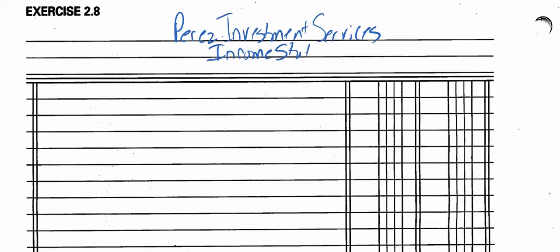So to begin with, we always start with the name of the company on the top line. So it's who, what, and when. So Perez Investment Services. It is an income statement. That's the what. And when. This is covering a period of time, so we can't just put a date on it. We have to tell it that it's for the month of September.